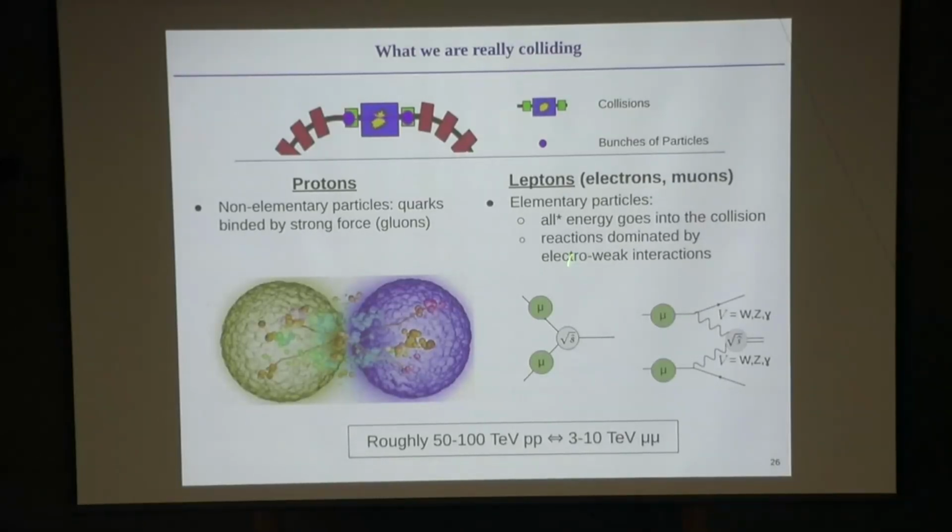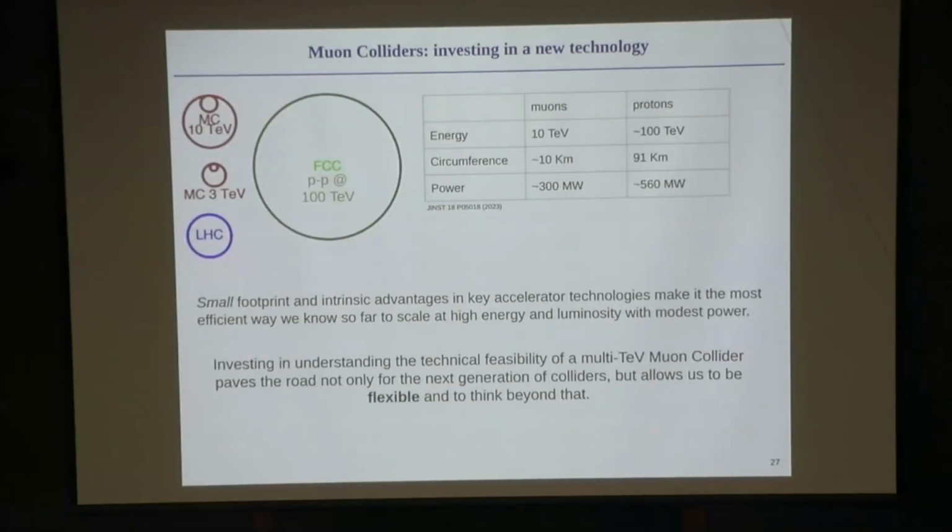On the contrary, when we collide electrons and muons, to a good approximation, all the energy of these elementary particles goes into the collision and allows us to study the reaction we need. So this boils down to a very, very rough equivalence, I would say, that a 50 to 100 TeV center of mass collider with protons is roughly equivalent to a 3 to 10 TeV collider, for instance, with muons. There are a lot of caveats, but roughly speaking, to give you an idea, that is a rough equivalence. And that has a profound consequence for how big of a collider you need to achieve the same physics goal.